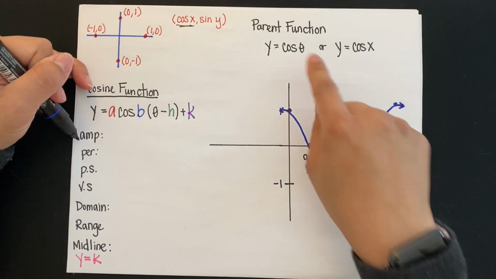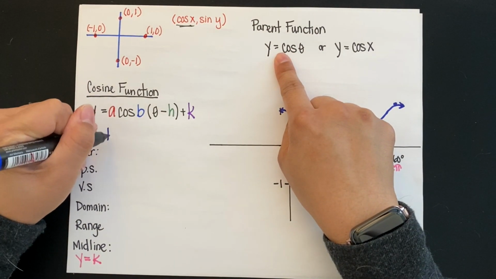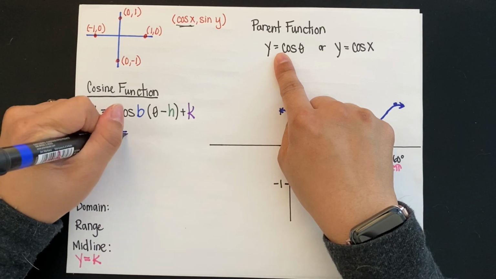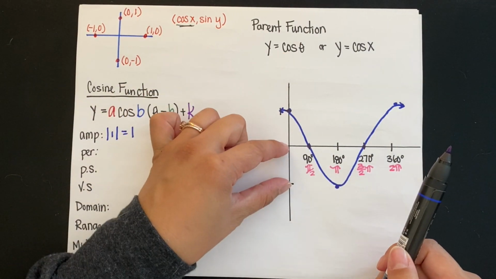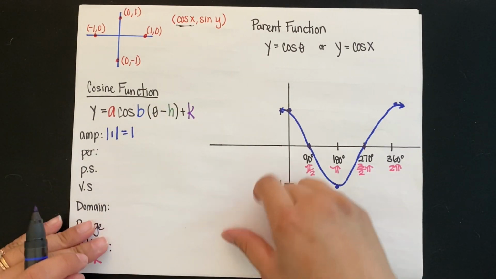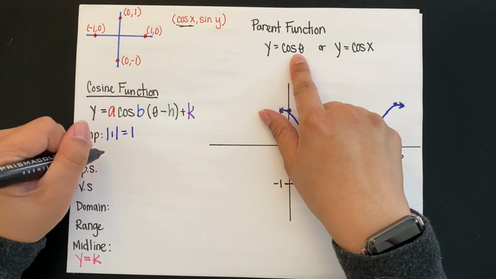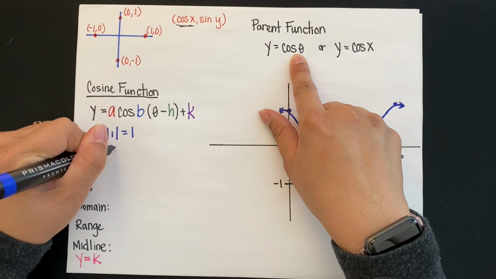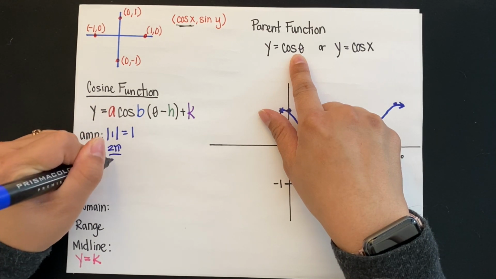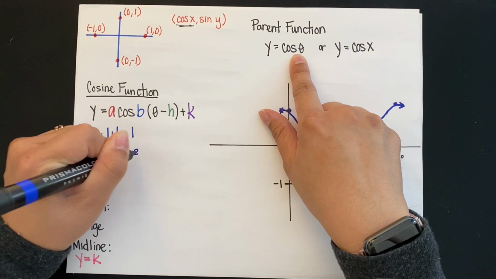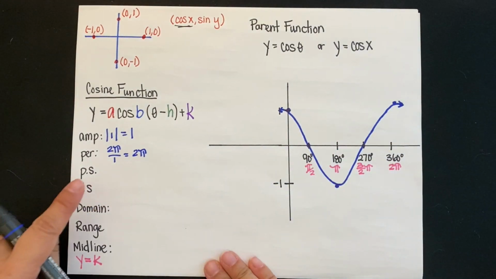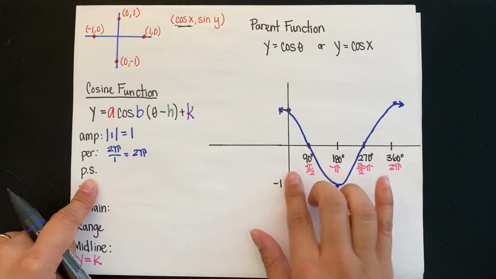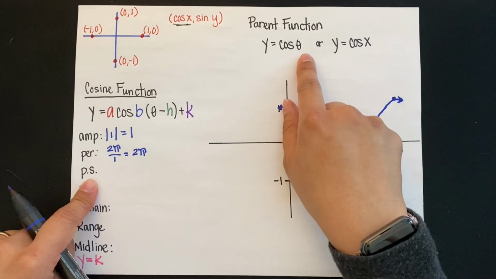So the amplitude is 1. The absolute value of 1 is 1. And you can see the distance of 1 from 0 to 1 and -1 to 0. We're going to take a look at the period. The period is 1, so 2 pi divided by 1 is 2 pi. And that's how I created the x values of my domain.